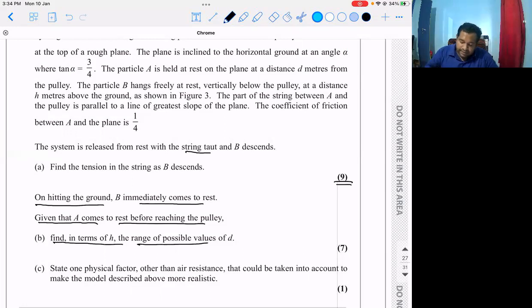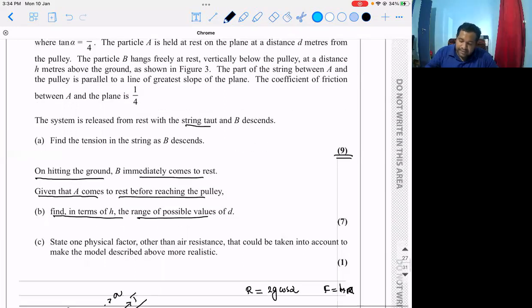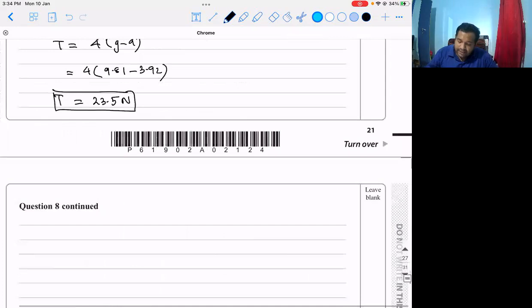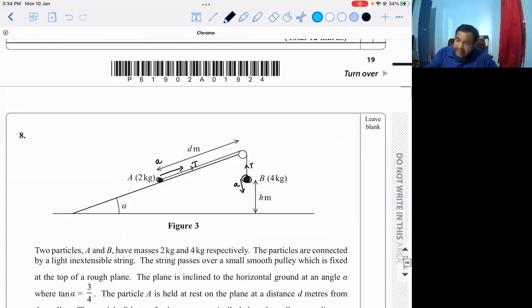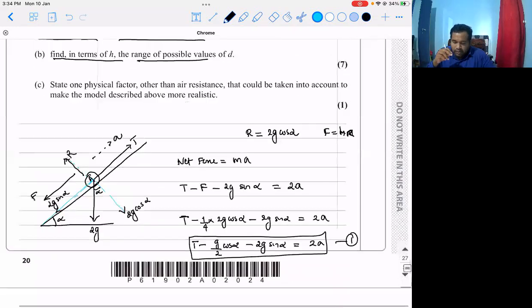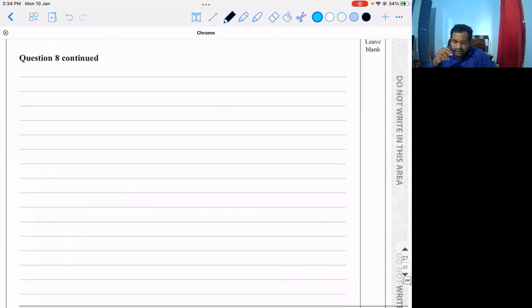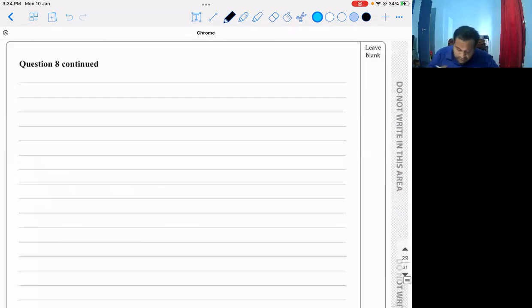So once again, I will review this question. What is D? Before doing this question, what is actually D? D is the distance between the particle at the initial position and the pulley. They're asking what all values D can take. So we'll do this B part very carefully.